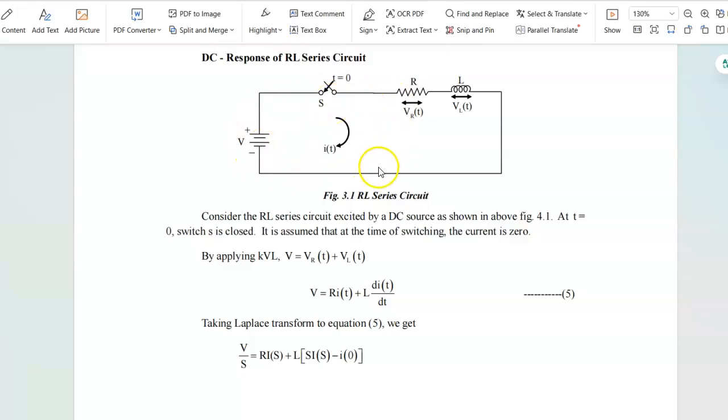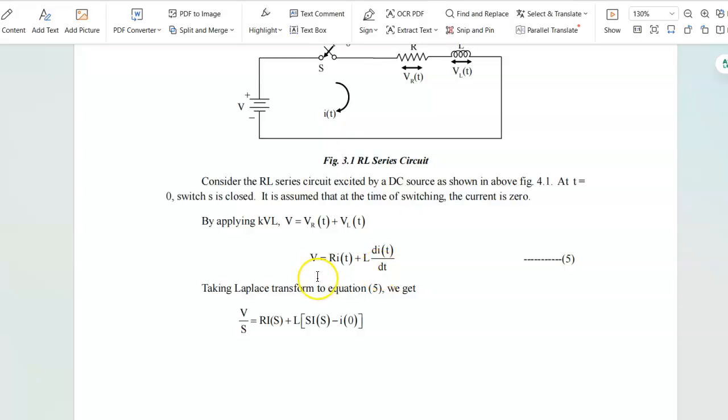We can apply Kirchhoff's voltage law to write the voltage equation. So by applying Kirchhoff's voltage law, the total voltage V is equal to the sum of the voltage across the resistor and the voltage stored in the inductor. So V is equal to VR of t plus VL of t. The voltage across the resistor is nothing but I into R, so VR becomes R into I of t. Similarly, the voltage stored in the inductor is given by L into di of t by dt.